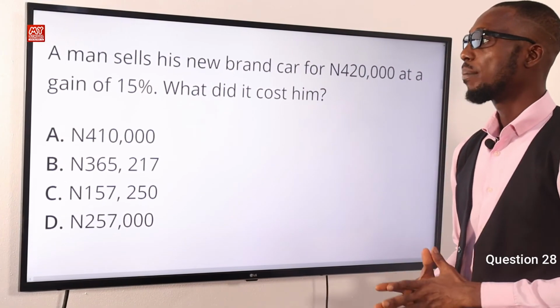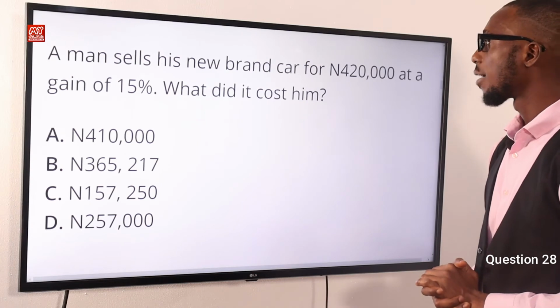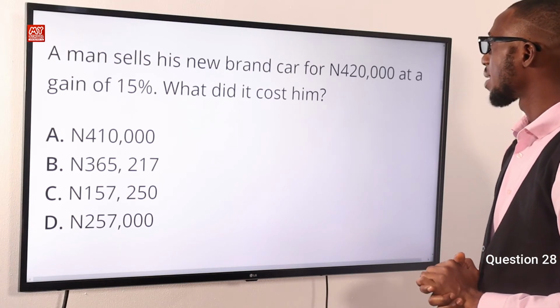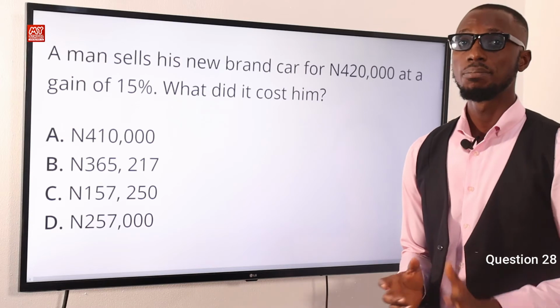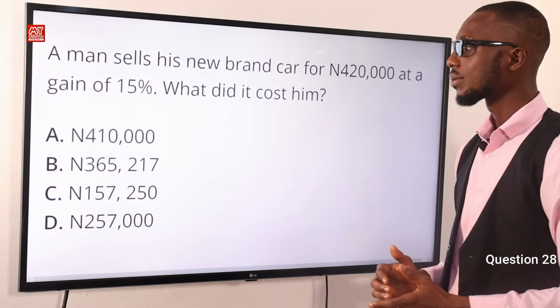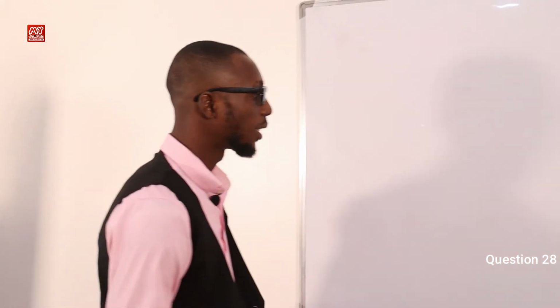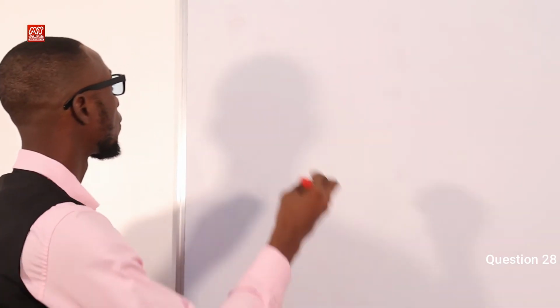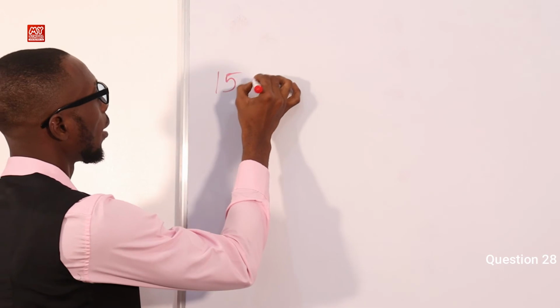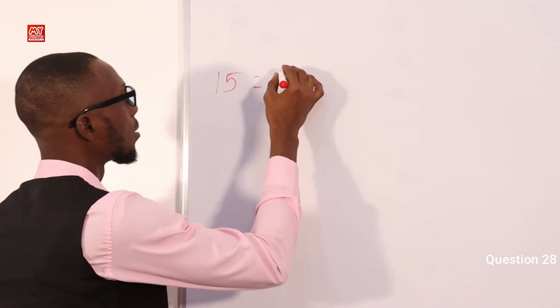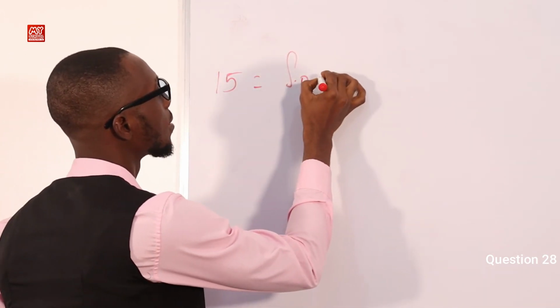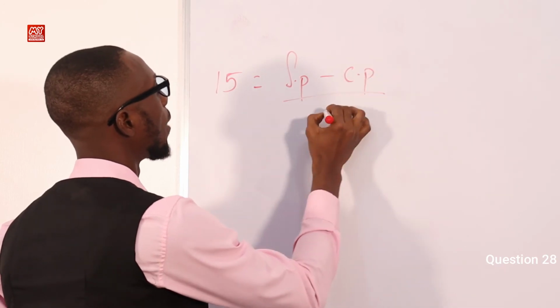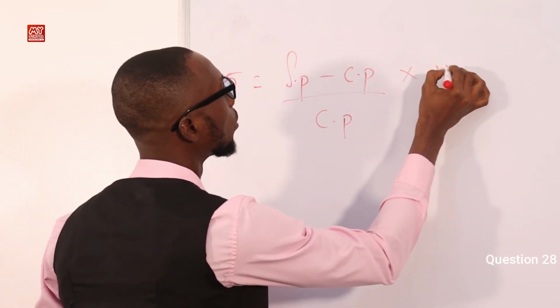28. A man sells his brand new car for 420,000 naira at a gain of 15%. What did it cost him? So we are asked to look for the cost price. Remember that the profit or the gain is your selling price minus your cost price. So the profit percent we've gotten as 15 equals the gain, which is selling price minus cost price, over the cost price, times 100.